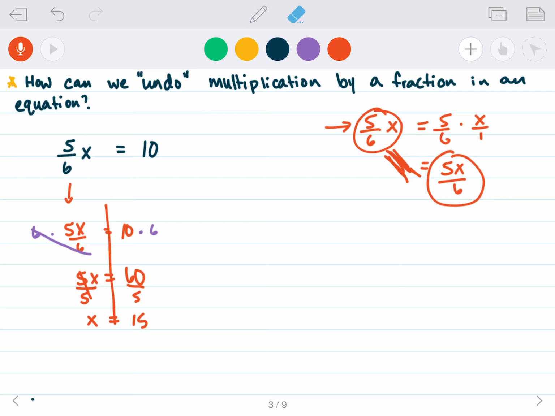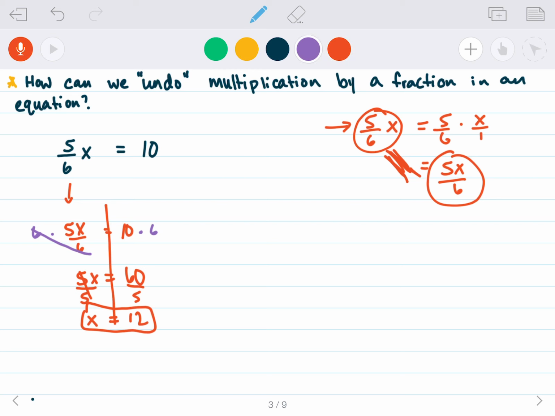Oh, no, I don't. 60 divided by 5 is 12. There we go. Don't know my multiplication tables. Okay. So that's one way to do it.